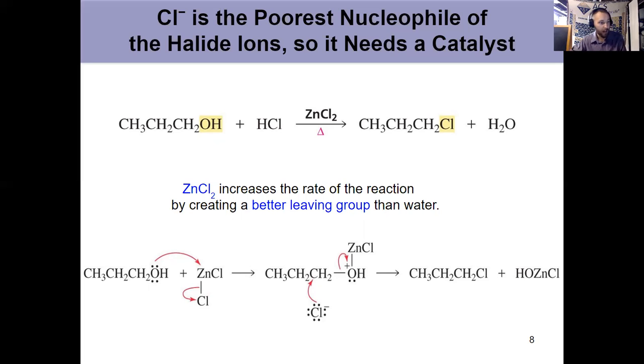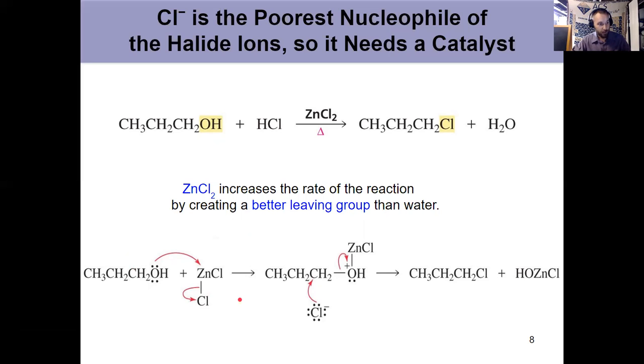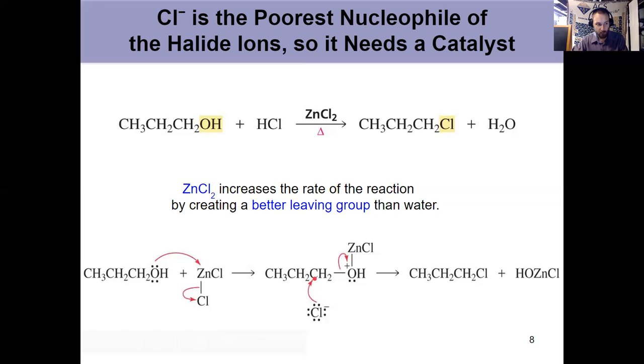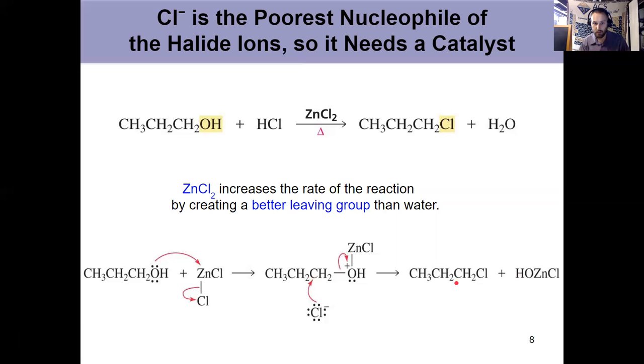It forms a complex, as we see here on the bottom, with the lone pair of electrons on oxygen. When it does that, it forms this complex here, it weakens the bond between carbon and oxygen and makes a better leaving group over here. That's what allows chloride to come in, act as a nucleophile, SN2, kicks that whole leaving group off, and then we formed the substituted alkyl chloride in this case.